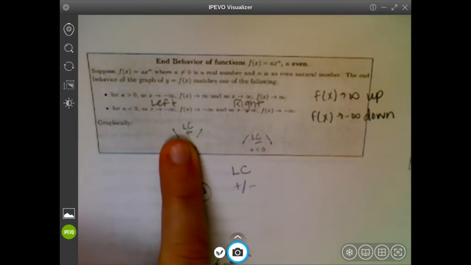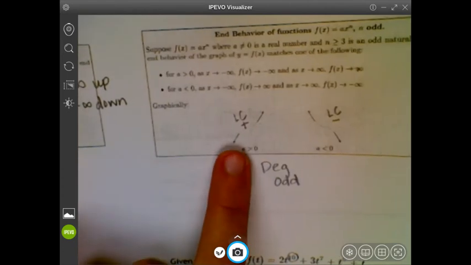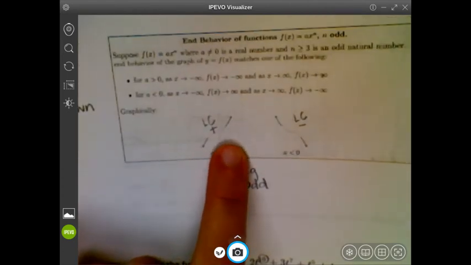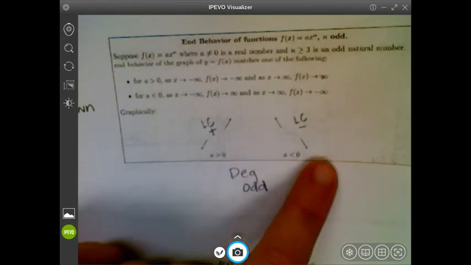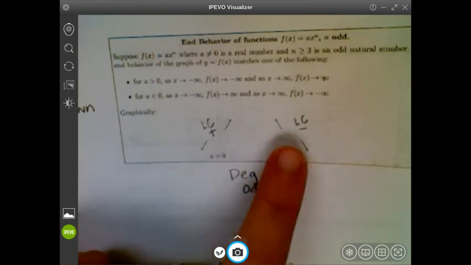If it was up and up, it would be positive. And then if it was an odd power, or you saw the two ends going opposite directions, you would just match your ends here for positive 1, negative 1.